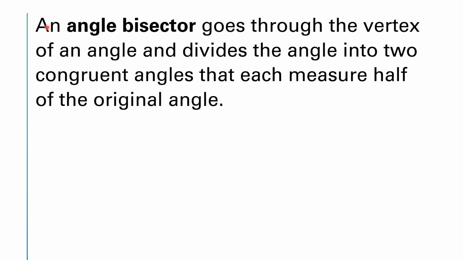All right, the last topic is angular bisectors. So the definition of an angular bisector says an angular bisector is a line that goes through the vertex of an angle, and it divides the angle into 2 congruent angles, so 2 little equal angles that each measure half of the original angle.